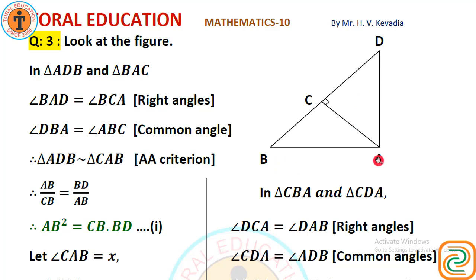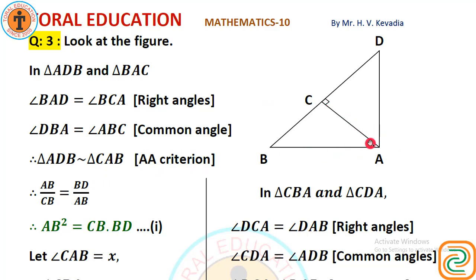DBA and ABC, both are B. And ADB, and therefore ADB is similar to CAB. Look, ADB, that means we have taken A, then D, then B. So what will we take next? CAB.